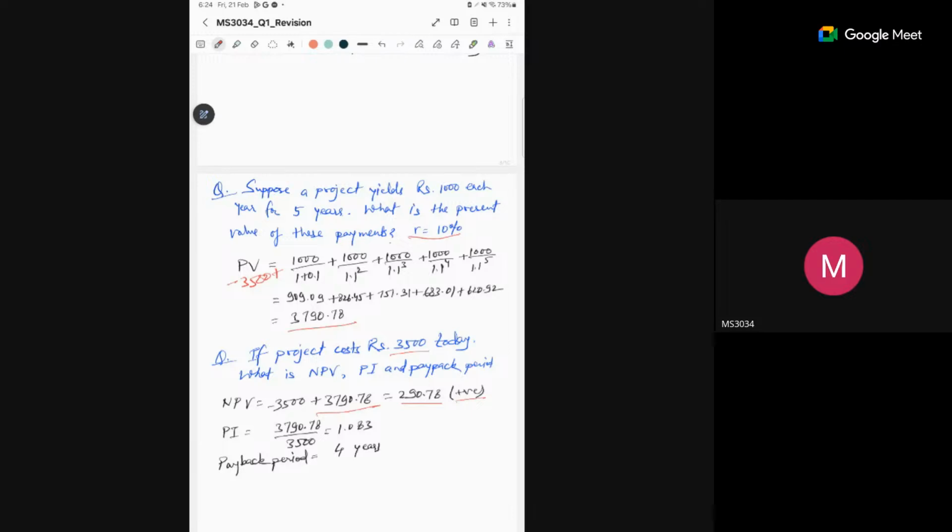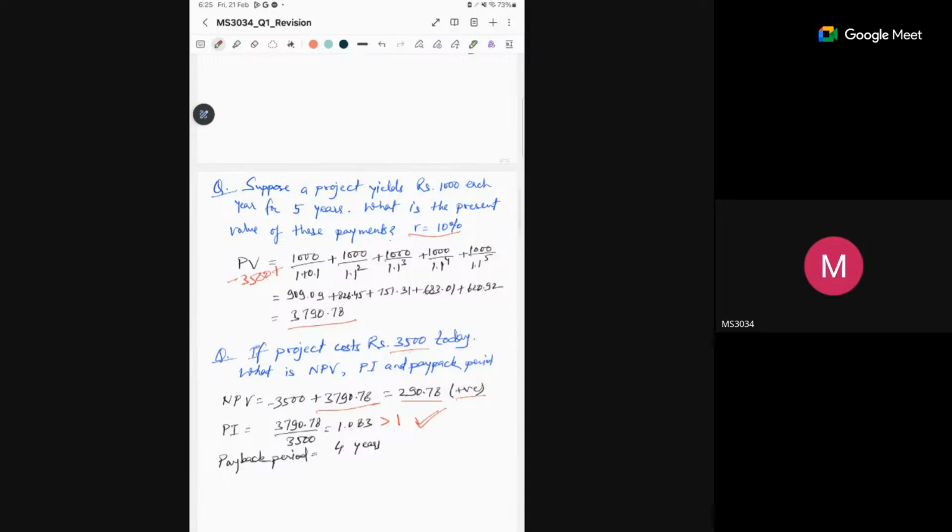Similarly, this qualifies for the profitability index criteria, because the first one is the cost and all future cash flows are positive. So profitability index is the present value of future cash flows divided by the present cost, that is 1.083, which is greater than 1. So through this criterion also, this is profitable. And for payback period, it is how much time it takes to recover all of the cost.